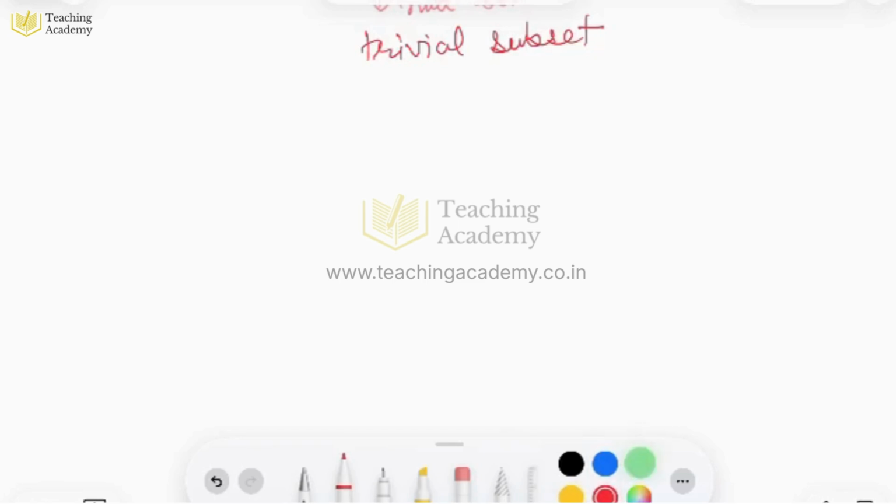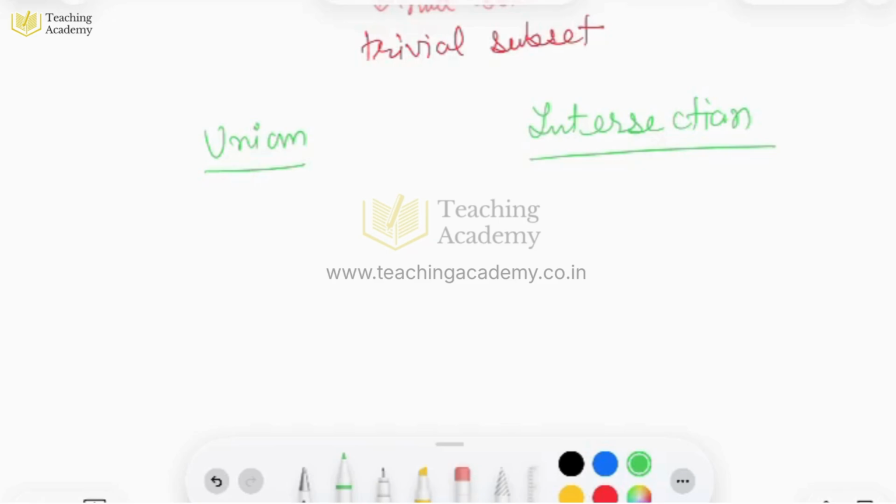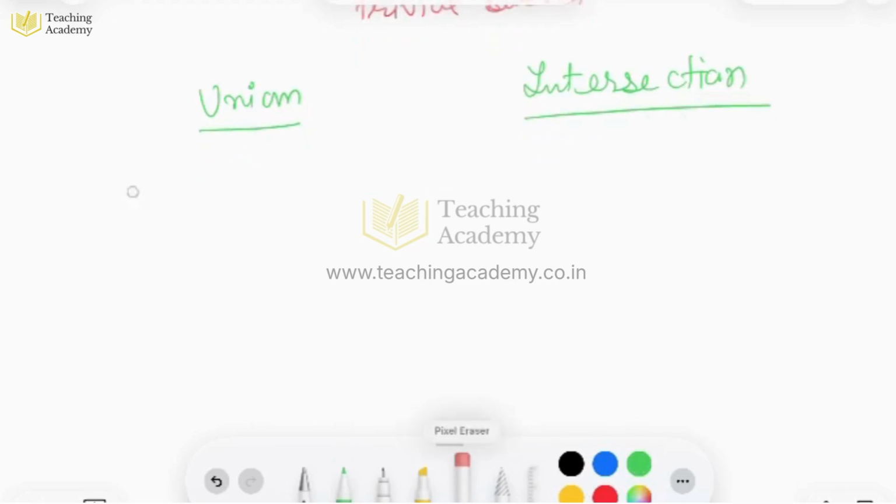Now the next concept that we are going through is union and intersection. Union means all together.